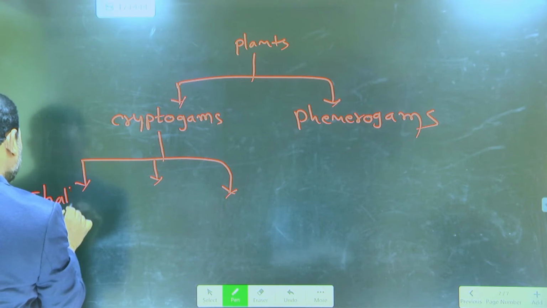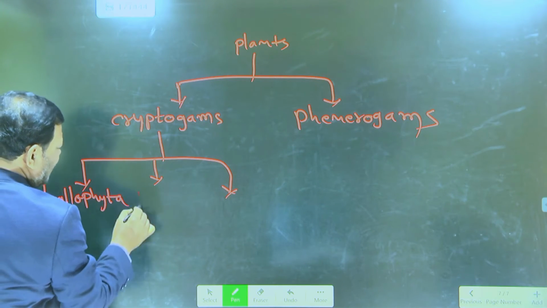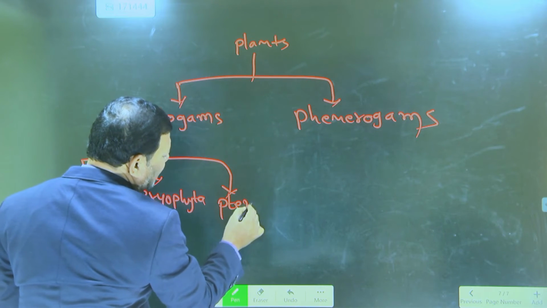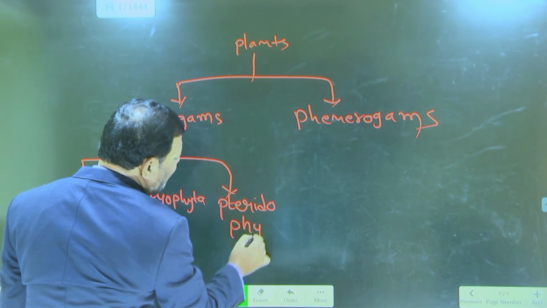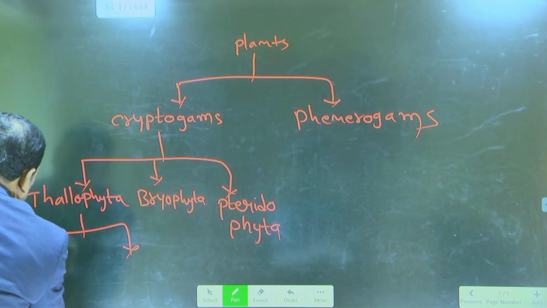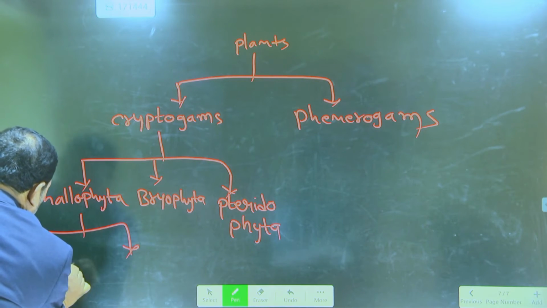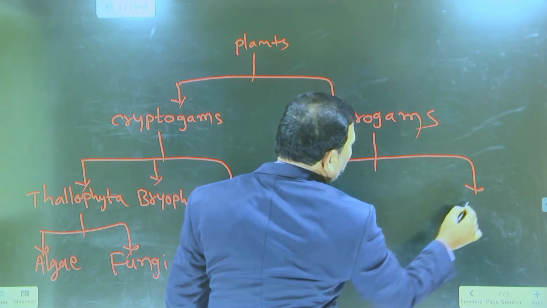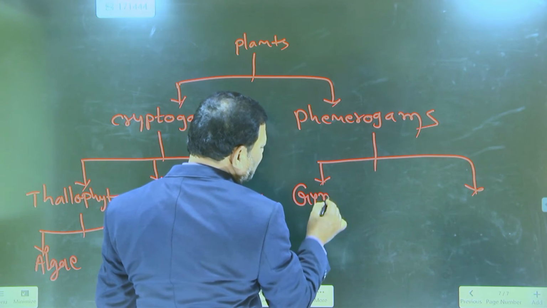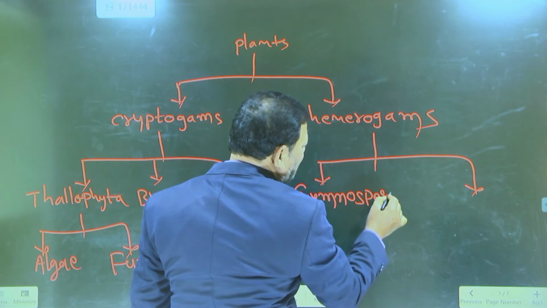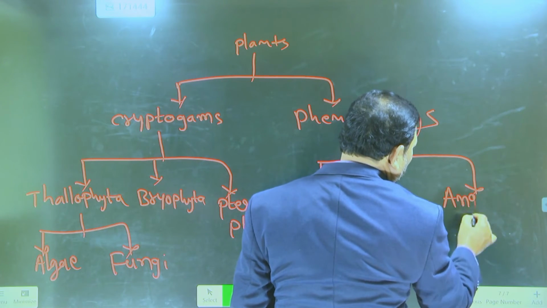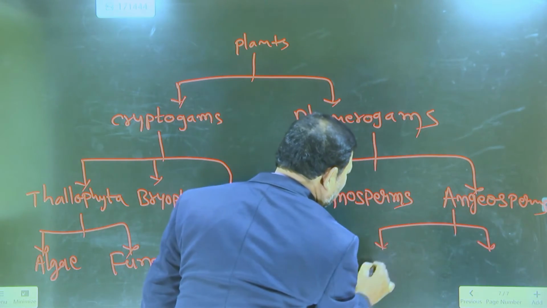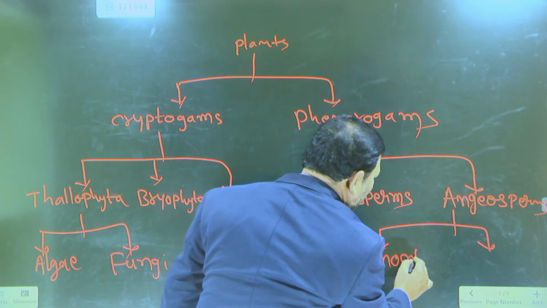One is the thallophyta, second one is the bryophyta, and the third one is the pteridophyta. The thallophyta is again classified into two types. One is the algae and the second one is the fungi. The phanerogams are again divided into two types. One is the gymnosperms and the second one is the angiosperms. These angiosperms are again divided into two types, the monocots and dicots.